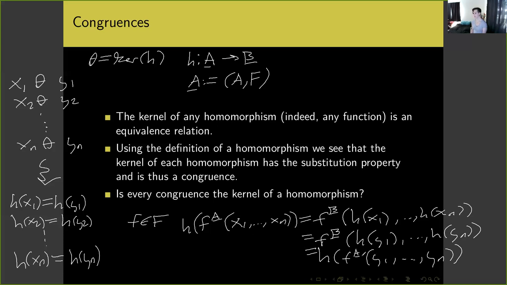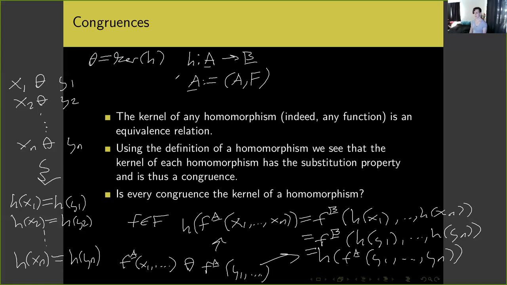But notice that having these two equal, H of F in A of the x's and H of F in A of the y's, means that F computed in A of x1 through xn is related according to theta, the kernel of H, to F computed in A of y1 through yn. And this is precisely what we needed to show happened whenever we had this situation in order to show that the relation theta has the substitution property. And so this is the verification that the kernel of a homomorphism of algebras has the substitution property. Since it's the kernel of a function, it's also an equivalence relation. And so that's precisely what it means for this kernel, which we named theta, to be a congruence of the algebra A.